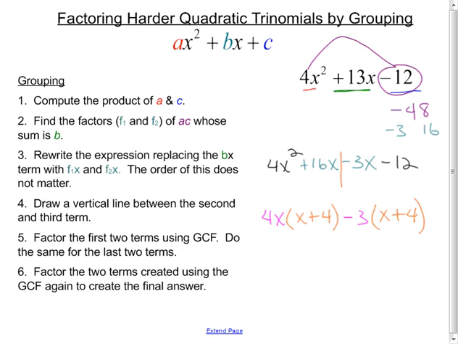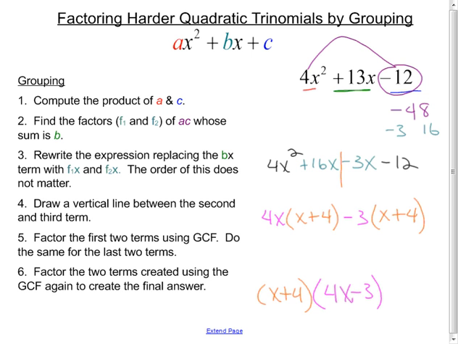Okay? So in step 6, it says factor the two terms created using the GCF again to create the final answer. Although I'm saying again here, it's not the same GCF. I'm just thinking, do GCF again. Well, I should notice that the GCF here is this thing that I'm seeing occurring twice, which is the quantity x plus 4. So I will take out the quantity x plus 4. Hopefully you're jumping right to the fact that the remaining factor is 4x minus 3. Okay? Hopefully the colors are helping you too.